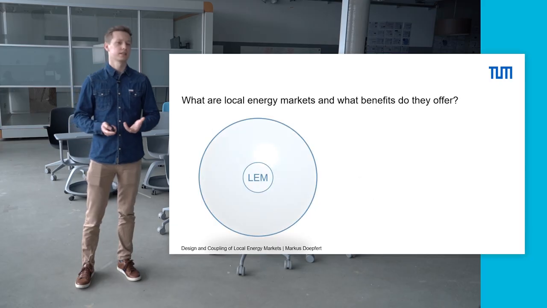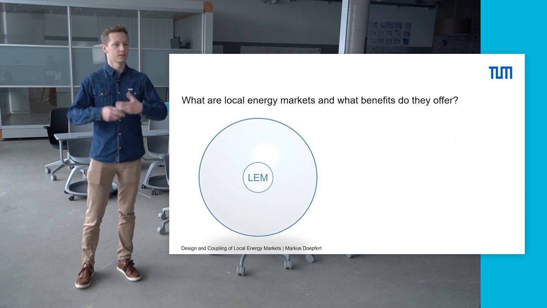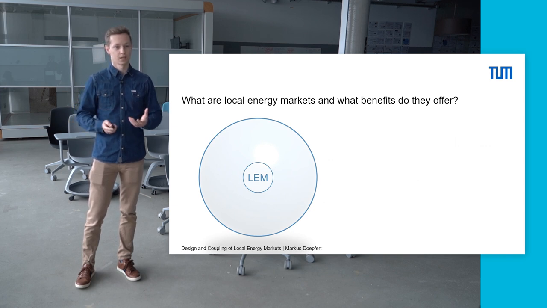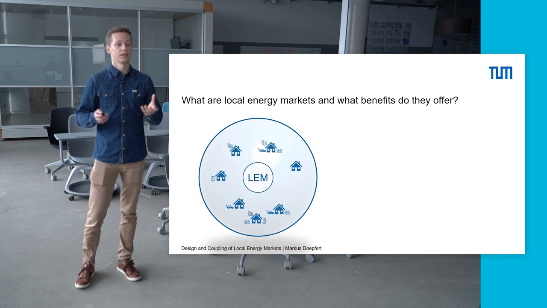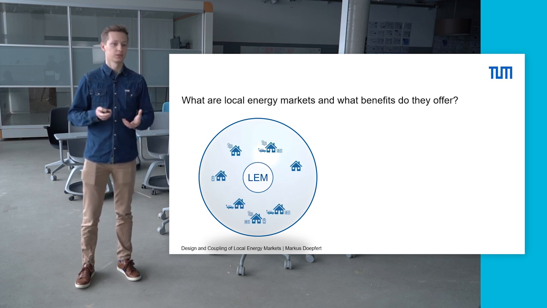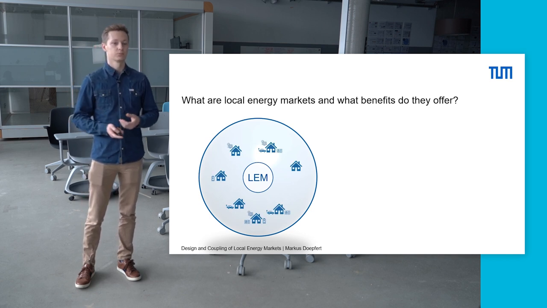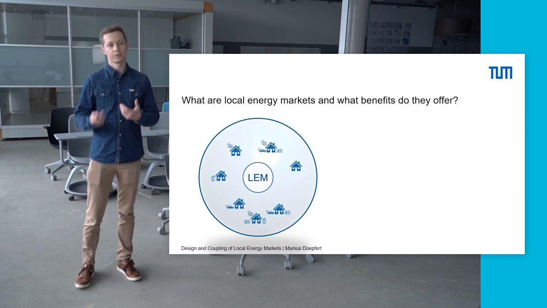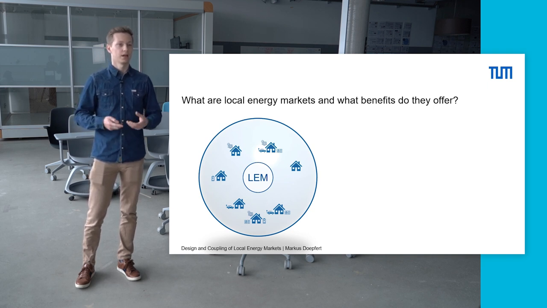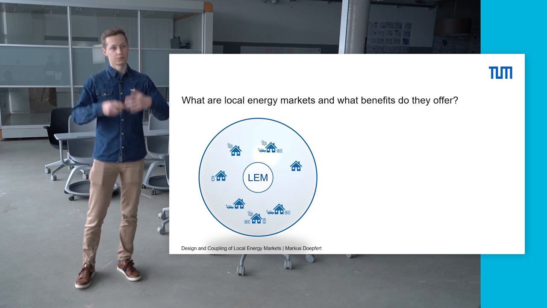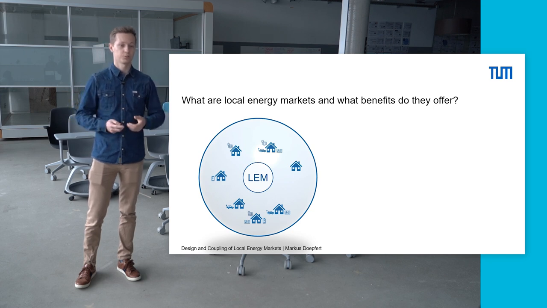Local energy markets can be imagined as a cell within a bigger system. We have a local energy market, which is usually on a low voltage level. It covers several households, for example, that have PV systems, electric vehicles, heat pumps and batteries. All of those can already trade with each other instead of always having to go to the national grid or the national market like the EPEX spot.